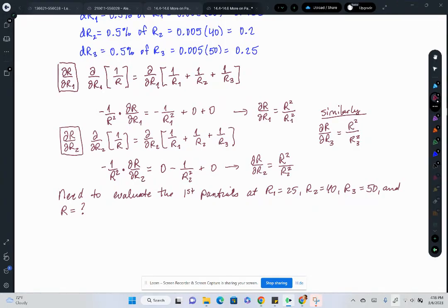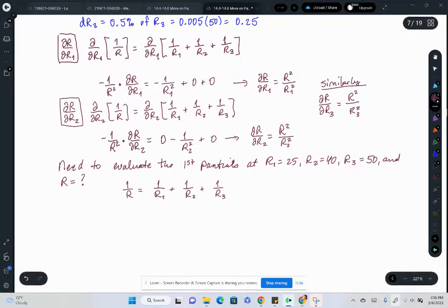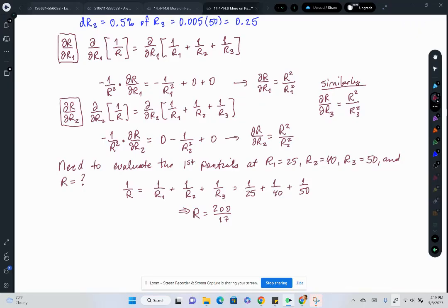We don't know what it is, but we have a function. We know that 1 over R is equal to 1 over R1 plus 1 over R2 plus 1 over R3. Definitely know that. So we plug in those values. So 1 over R will equal 1 over 25 plus 1 over 40 plus 1 over 50. And when we do the math, this all works out to be R is equal to 200 over 17. Okay? All right, now we have everything we need. We can plug it all in.